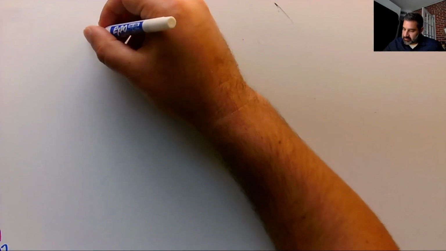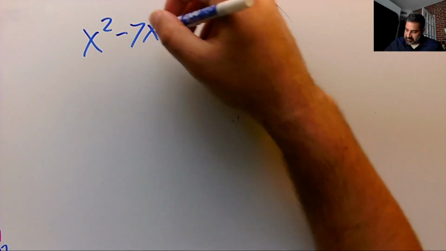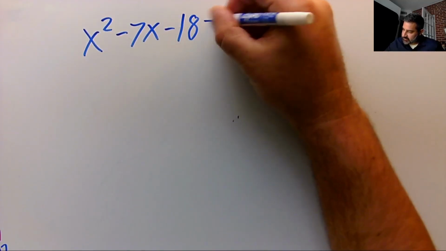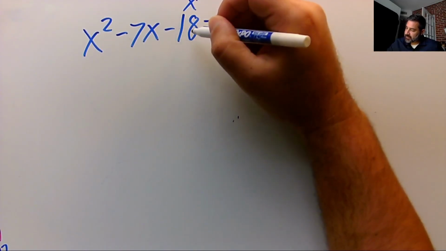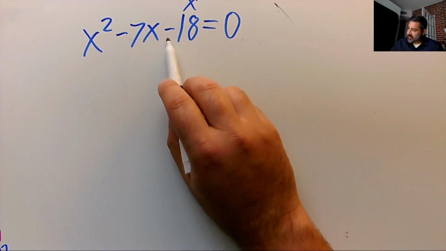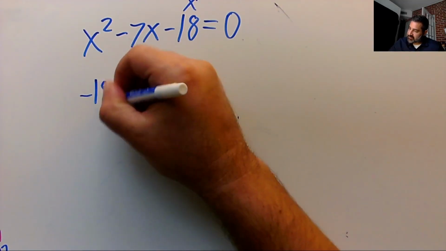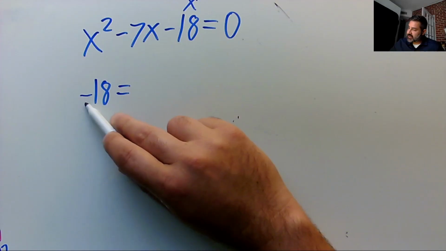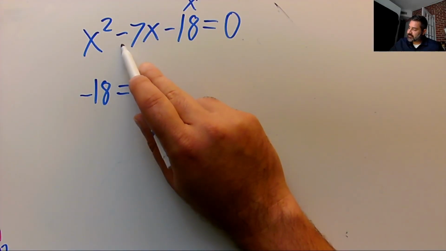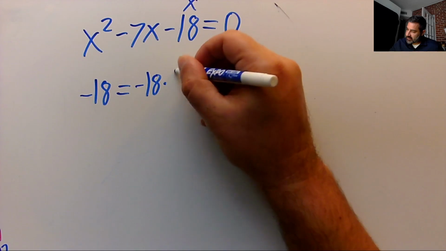Let's do another one. x squared minus 7x minus 18 equals 0. So we need to multiply to negative 18. Since this is negative, one of the numbers that multiplies to negative 18 has got to be negative, because otherwise we won't have a negative number. And the bigger number must be negative because the middle term is negative. So let's start with 18 and 1. So it's going to be negative 18 times 1.